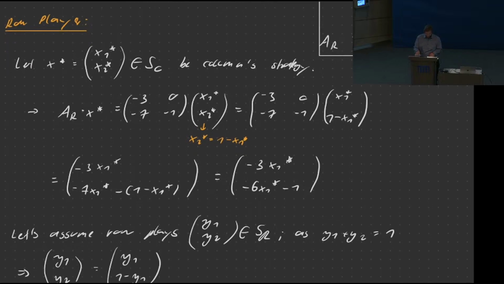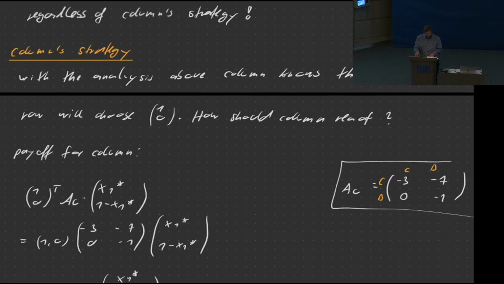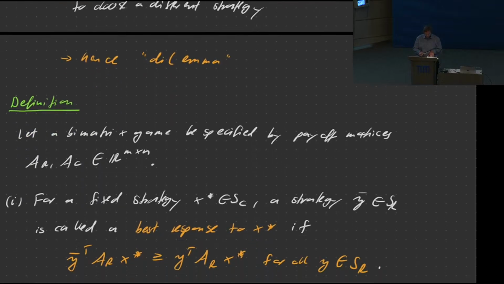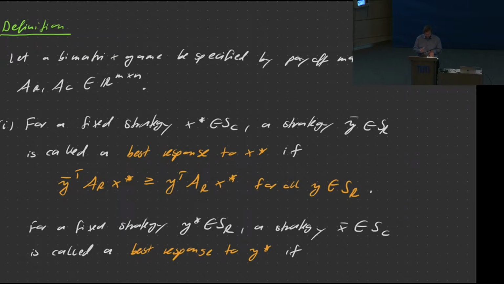Formally, let's skip over all this. Let's get to the definition right away. Let's say we have a bimatrix game specified by 2 payoff matrices for row and for column. And let's say column fixes a strategy. So X star is column's strategy, and that is from the set SC. Again, remember SC was a set of all possible column strategies, including the mixed strategies.